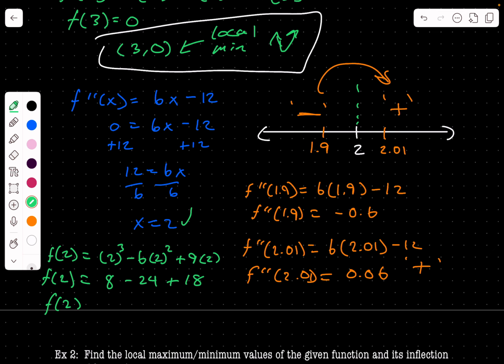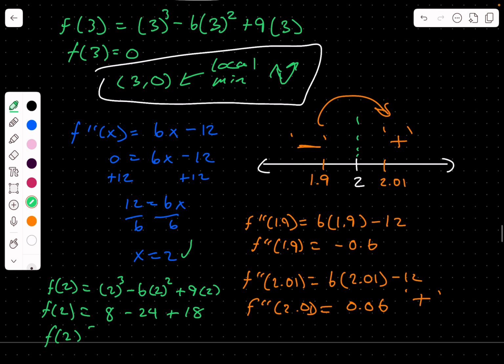Then we're kind of running out of room here. Let's see what we get here. We're going to get 26 minus 24. Therefore, f of 2 equals a positive 2. And our inflection point is at the coordinate (2, 2).